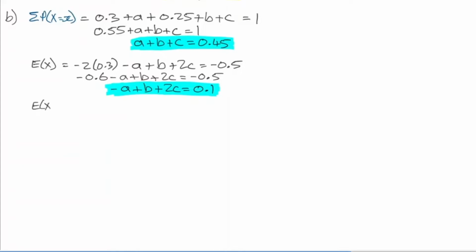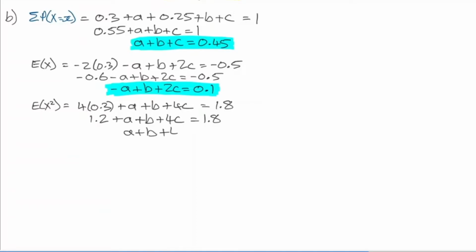The third equation we can get from the expectation of x squared. So each of the x values are going to be squared and then multiplied by the probability. So -2 squared gets us 4, -1 squared gets us 1, 1 squared gets us 1, and 2 squared gets us 4. Once again, we're going to expand and simplify, and the equation that we get is A plus B plus 4C equals 0.6.